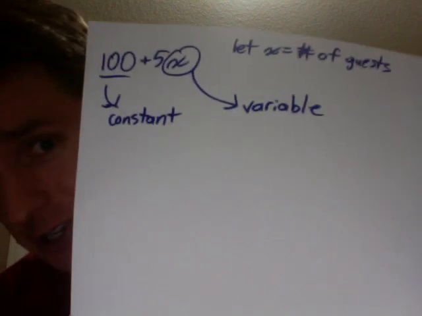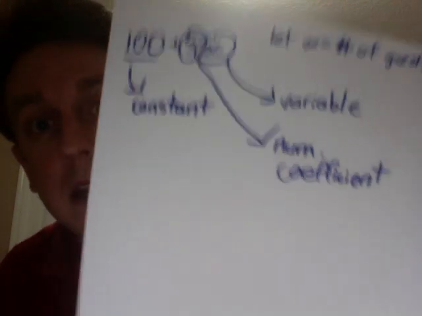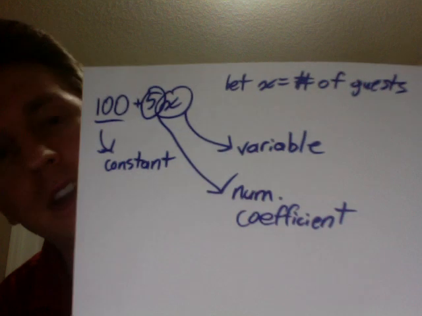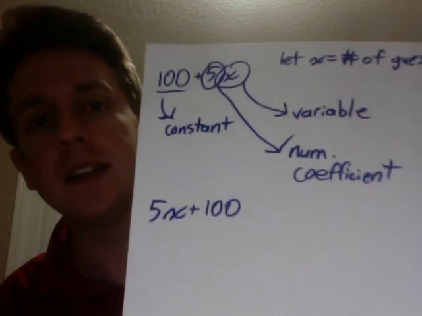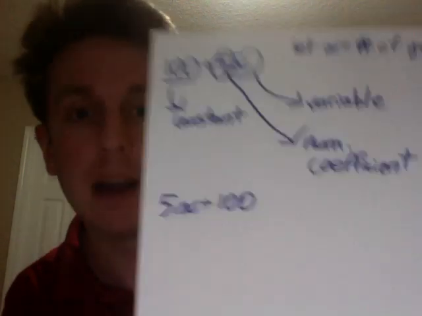Okay, we're very able to do that. And then our 5 is our numerical coefficient, because that's the number that is multiplying the variable. So however many guests we have, we multiply that by 5. Now, just as far as proper notation, in math, we generally like to have the terms that have the variables in them first. So a better way to write this, it'll give you the same value, is instead of 100 plus 5x, 5x plus 100. It's just a tidier way to write that.